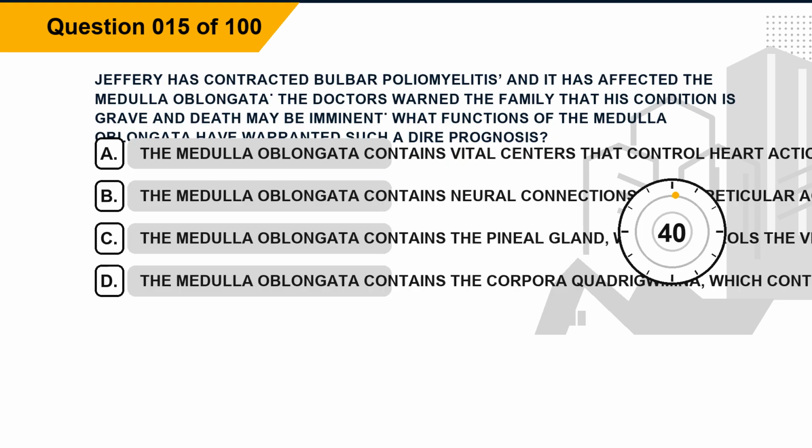Question 15. Jeffrey has contracted bulbar poliomyelitis, and it has affected the medulla oblongata. The doctors warn the family that his condition is grave and death may be imminent. What functions of the medulla oblongata have warranted such a dire prognosis?